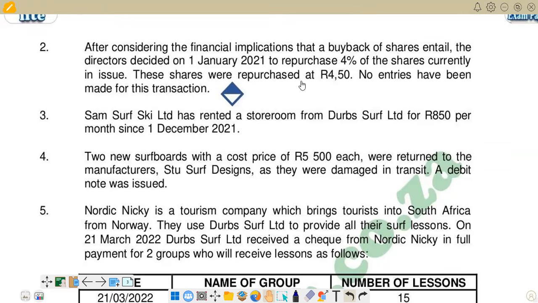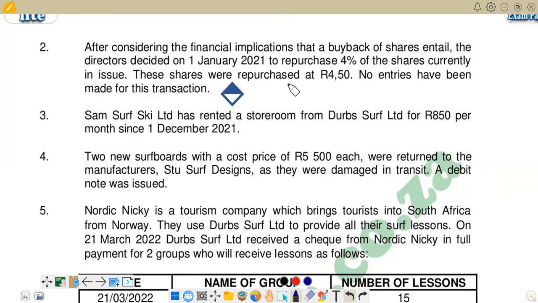Remember, we have the average share price that we are given, that is 3 rand 20. This is the average share price that we are going to use when we are adjusting the repurchase in the ordinary share capital note. But we are seeing that they were repurchased at 4 rand 50. So what it means is they were repurchased at a price that is above the average share price. But when we are adjusting in the ordinary share capital note, we are only concerned about the average share price. The excess over the average share price, we adjust it in the retained income note. So that's what we have.